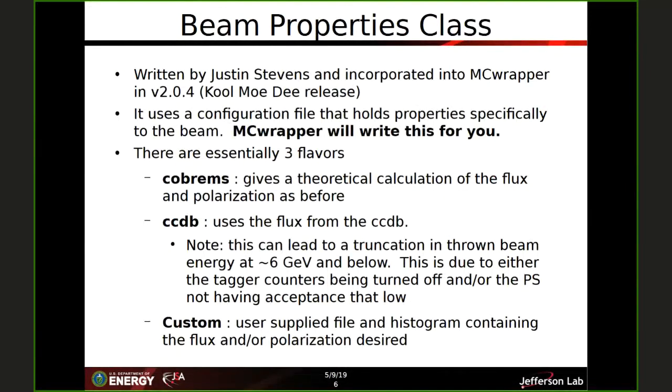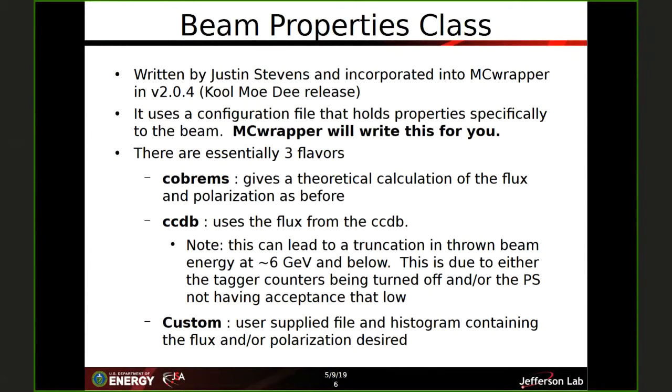Special new compared to last year, there's a beam properties class. This is written by Justin. It was incorporated into the wrapper as of 2.0.4. So it actually uses a configuration file that holds all these properties specifically to the beam. MC Wrapper will write this for you. So actually, if you were using MC Wrapper and you kept it up to date, nothing changed with what you did. But under the hood, actually, it began to use this beam properties class.